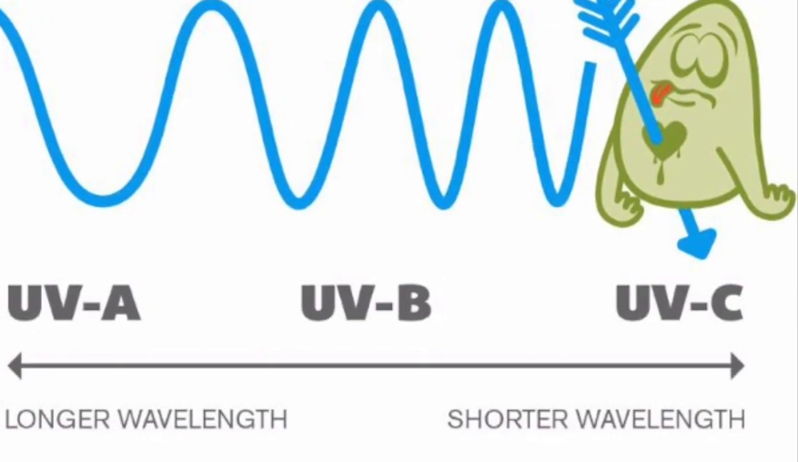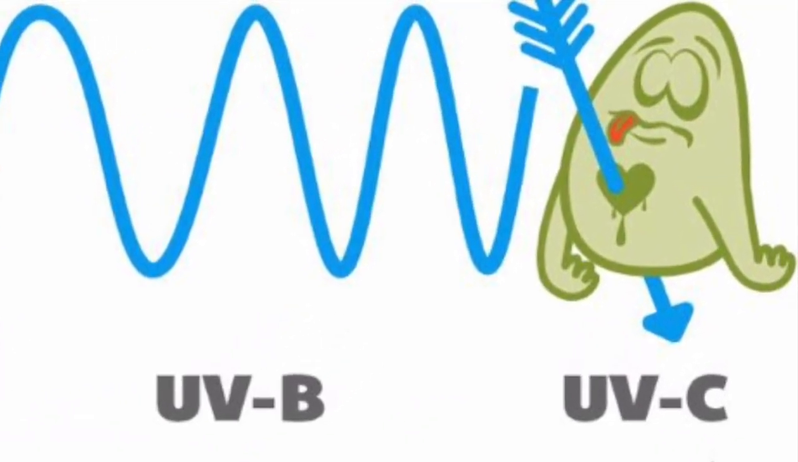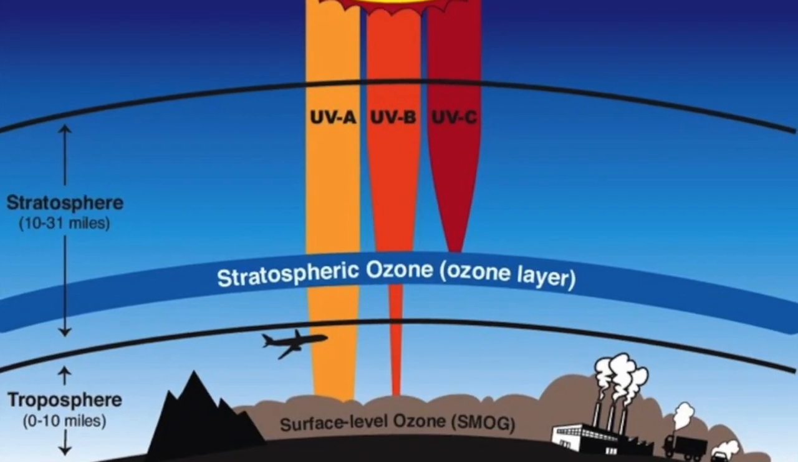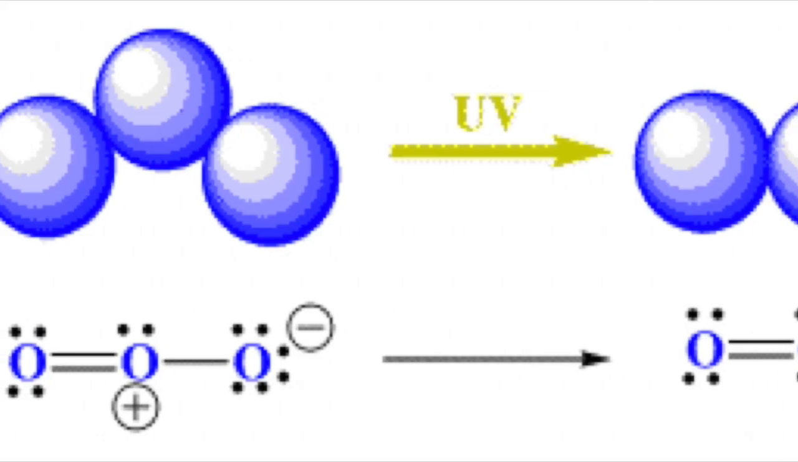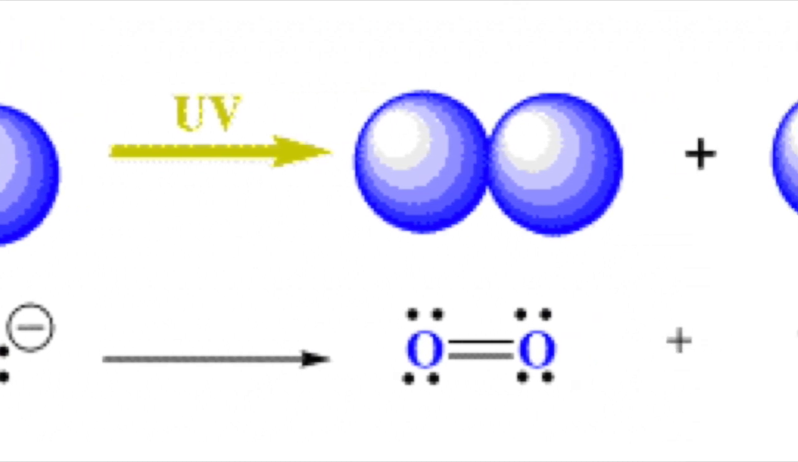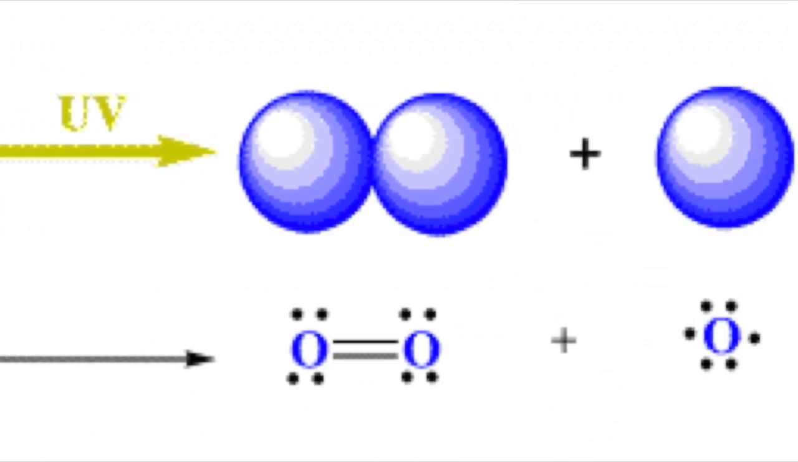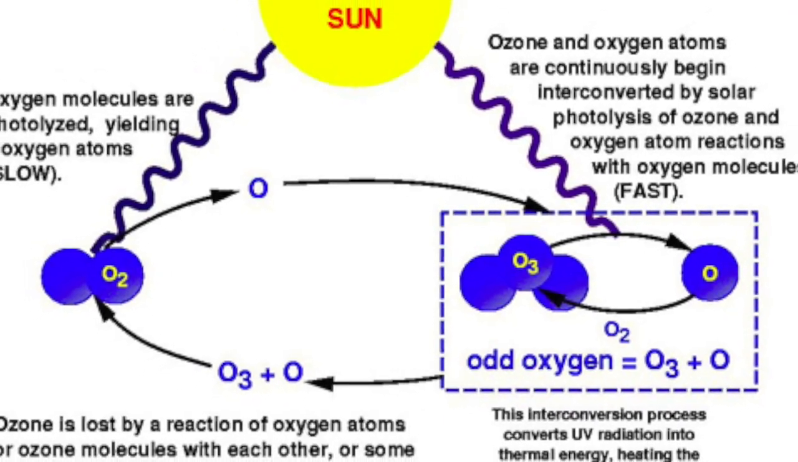UVC light, with a wavelength of approximately 100 to 280 nanometers, is very harmful to humans, but the ozone in the atmosphere acts as an effective shield against the high-energy UVC rays. Since these rays contain the amount of energy required to break the third oxygen bond in the ozone molecule, the unstable ozone molecules readily absorb the UVC waves to release the third oxygen and form stable O2 molecules.